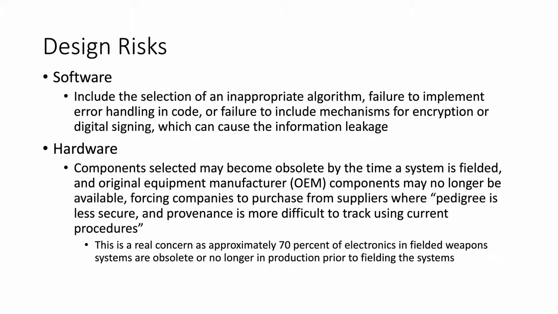So in terms of the Department of Defense, there's a real concern as approximately 70% of electronics and fielded weapon systems are obsolete or no longer in production prior to fielding the systems. So in terms of the U.S. Department of Defense, making sure they know the provenance of the components is extremely important. But that also goes for other companies as well.